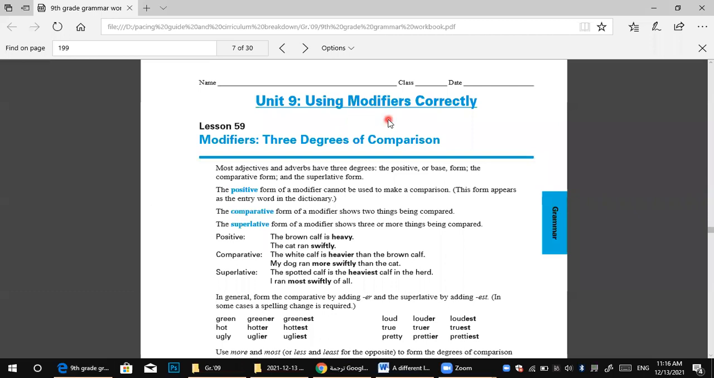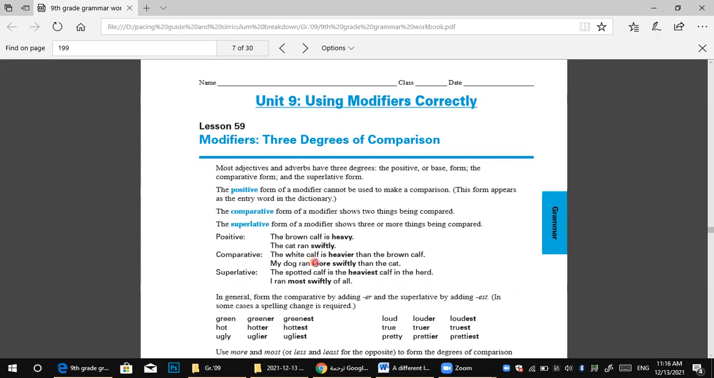First, using modifiers correctly. We have three degrees of comparison: the positive, or the base form, the comparative, and the superlative. In the comparative form, the modifier shows two things being compared. That means when you compare one to one, you have to use the comparative form.